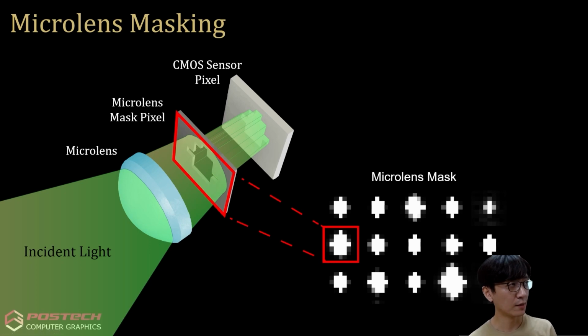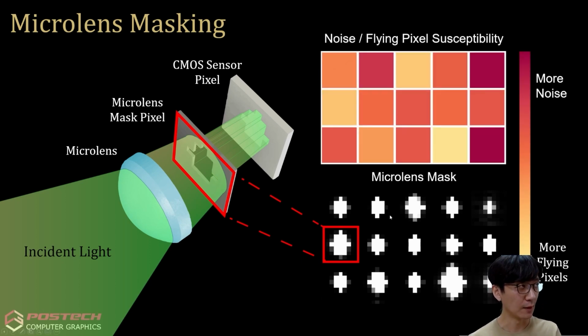Here, we can augment our camera to have spatially varying susceptibility to noise and flying pixels, right? And this leverages the denoising and deflying of pixels using local spatial neighborhoods. So what that means is, given this information of the micro lens mask, if the micro lens mask has a middle size shape, then it's going to be just in between these extremes of the noisy and flying pixels.